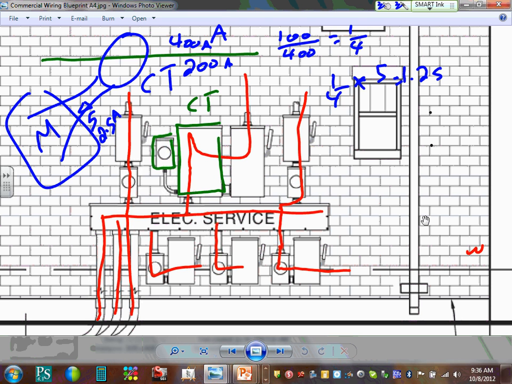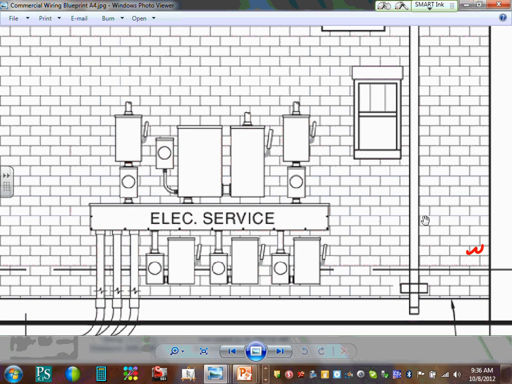We'll talk more about CTs as we go into the commercial. Any question about the service? This is basically the best thing here that shows you the service that we care about. A nice picture of our service.